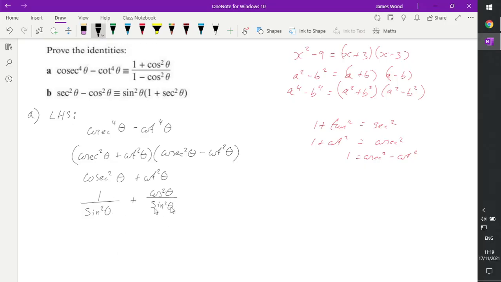Now I could add these together. They've got the same denominator. And that gives me the top of the fraction that I was after, 1 plus cos squared. And then I can just change the bottom using the identity that we already know. So sine squared is equivalent to 1 minus cos squared. And then we have proved our result.